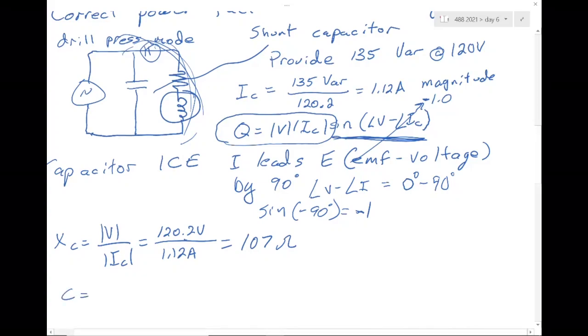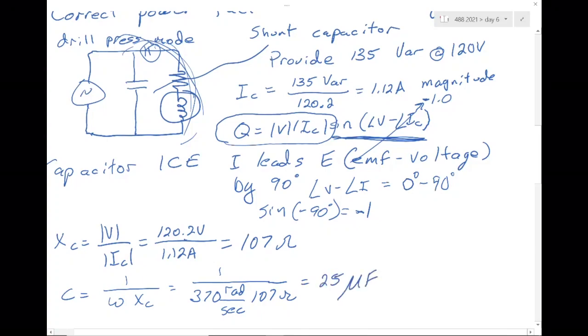Knowing that that is 107 ohms, I can calculate capacitance, which is 1 over omega times the reactance, 1 over, in this case, we calculated omega using the period that we read from the oscilloscope, 370 radians per second times 107 ohms. And when I do that, I get a value of 25 microfarads. That will correct the power factor to unity.